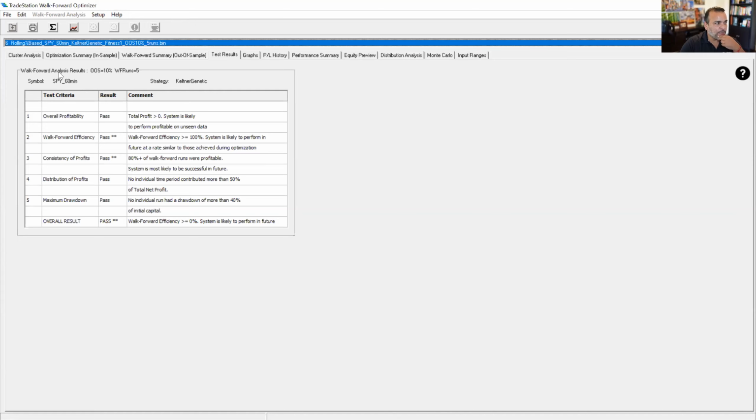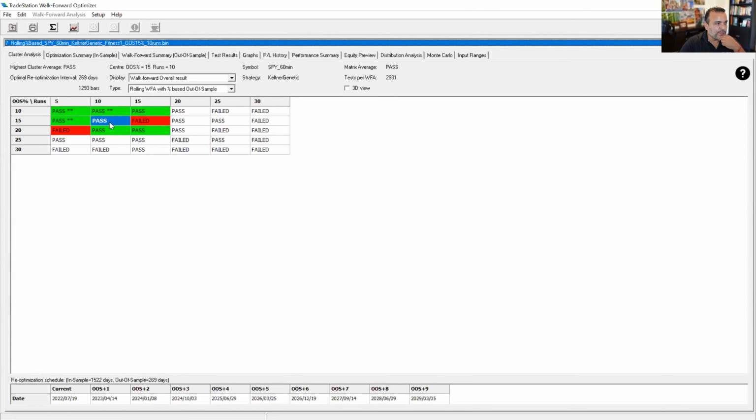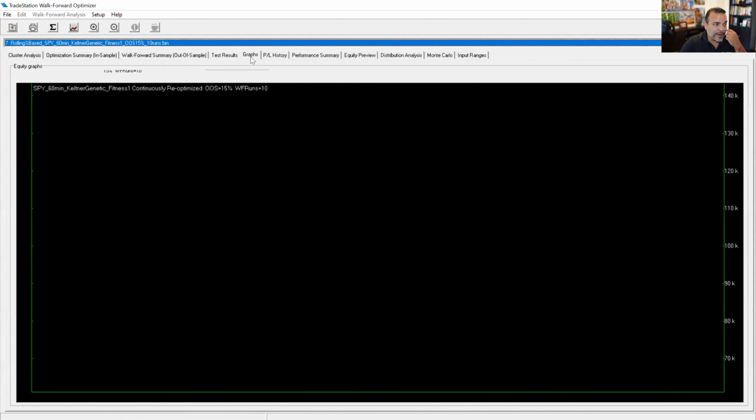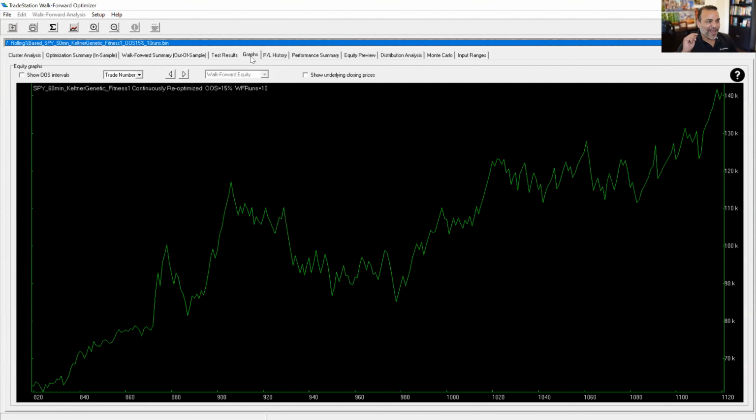All right, let's go back here to the center of our cluster. Let's go back to test results, and let's move over to our graphs. Graphs are cool too, because here you see, well, this is the walk forward equity. This is the equity on your equity curve line. So some of the information that you find here inside of the WFO is going to be very similar to the information that you find inside of the strategy performance report. This is our equity curve line based on our trade numbers down here.